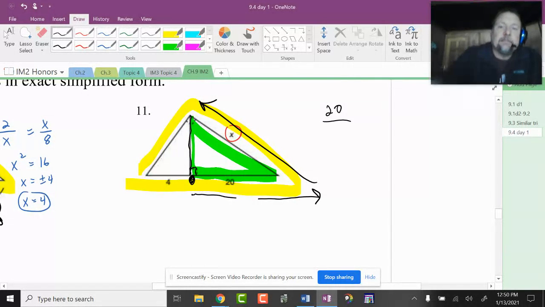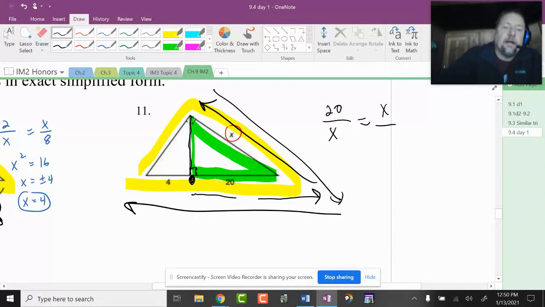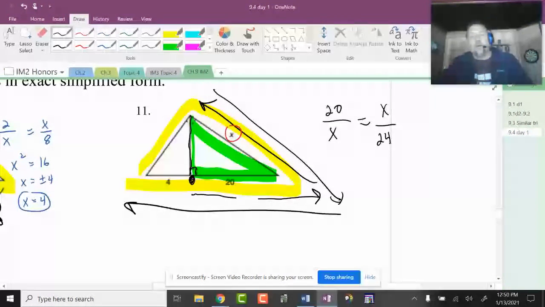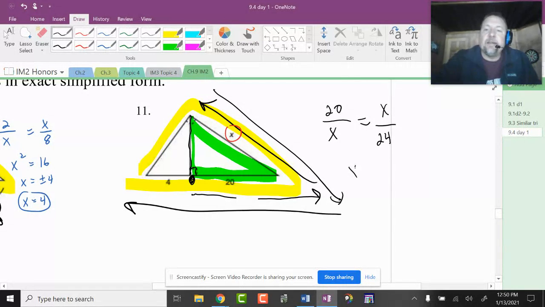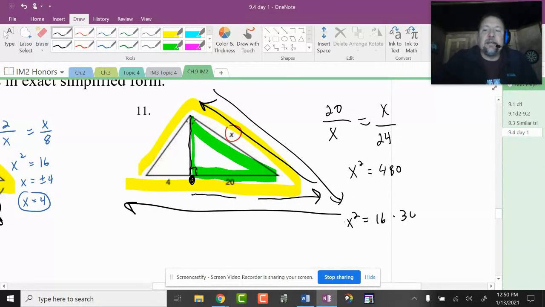Over x equals back down x over the whole hypotenuse. Oh, well, this one I have to just do a little adding. You just got to be careful. 24. Okay. And then when you cross multiply, I think I ended up getting 480. And then I think everyone was in class, but we broke this down to be 16 times 30 in class. So that's up to you on your calculator.